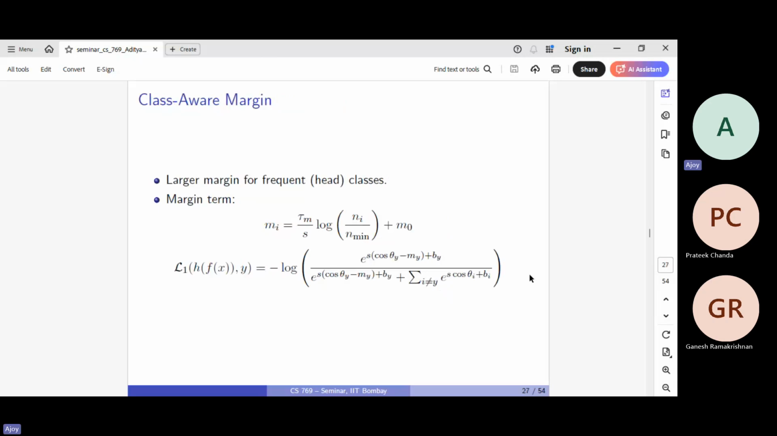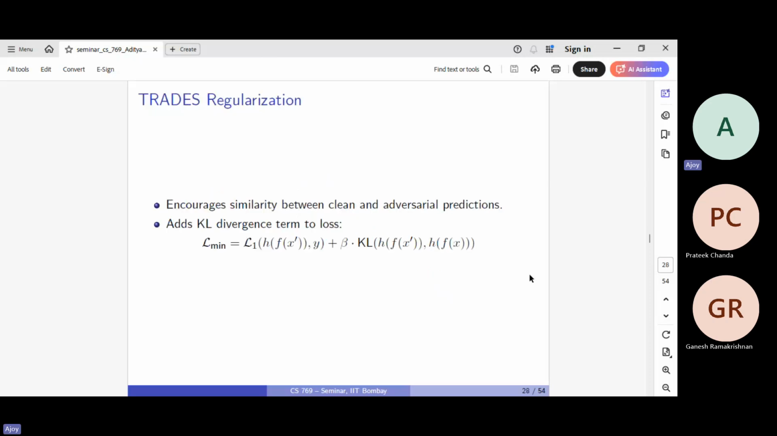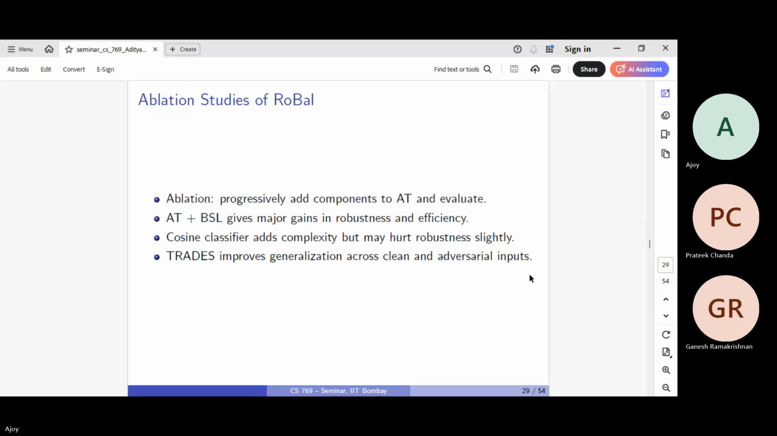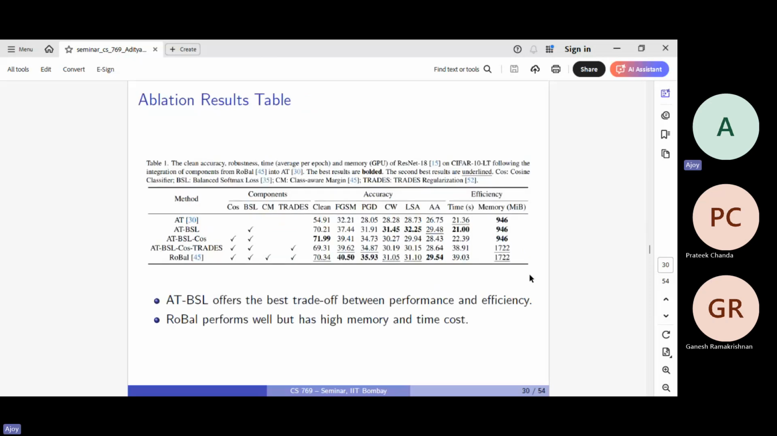So class aware margin is similar to the previous one, but in this we are giving larger margin for the frequent classes. In TRADES regularization, we incorporate a KL divergence term, which encourages the similarity between the adversarial input as well as the normal input. So we'll do ablation on all of these, and we'll see which gives us better robustness and efficiency.